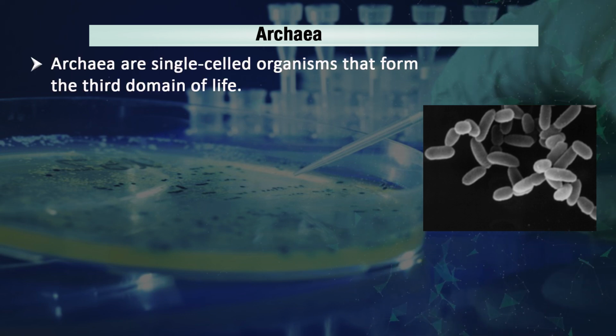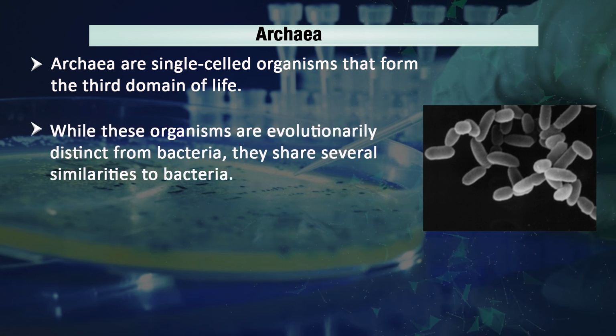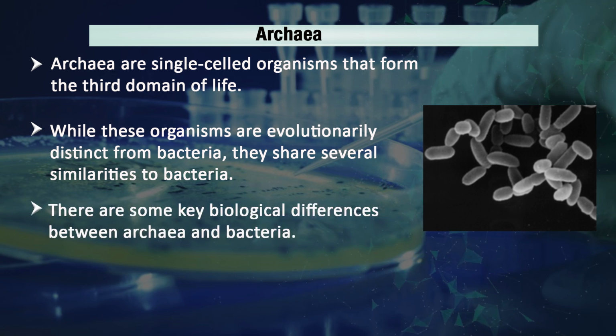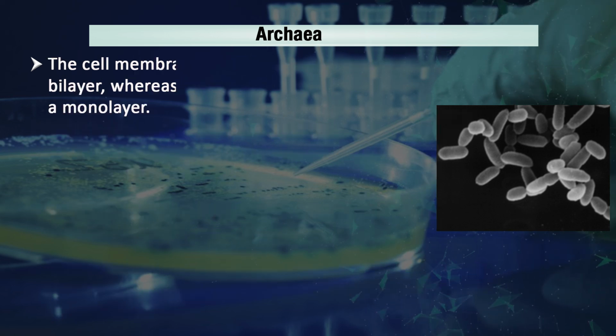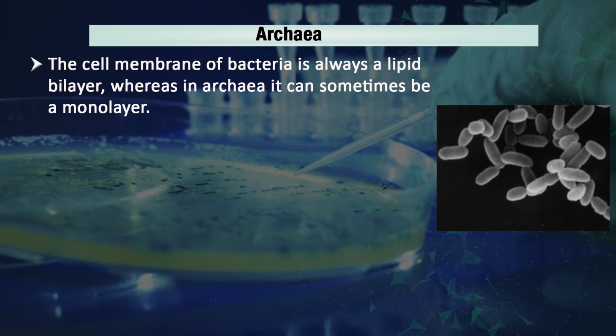Archaea are single-celled organisms that form the third domain of life. While these organisms are evolutionarily distinct from bacteria, they share several similarities with bacteria. There are many biological differences between bacteria and archaea, which include a lack of peptidoglycan in the cell wall, as well as the presence of phytanyl instead of fatty acid in the cell membrane. The cell membrane of bacteria is always a lipid bilayer, whereas in archaea it can sometimes be a monolayer.